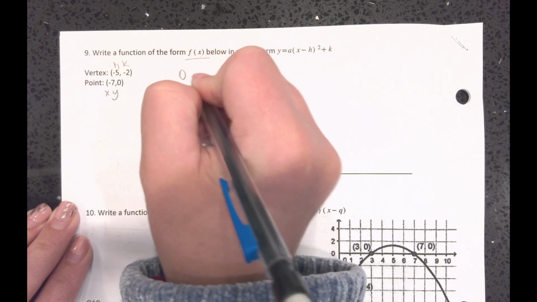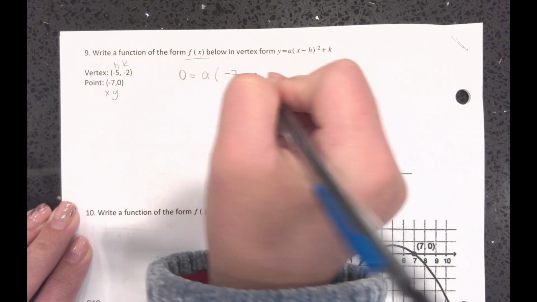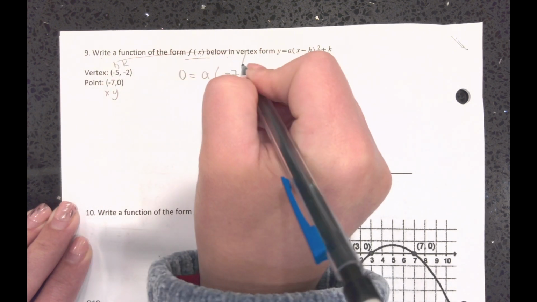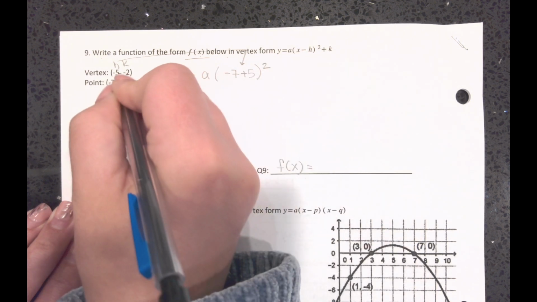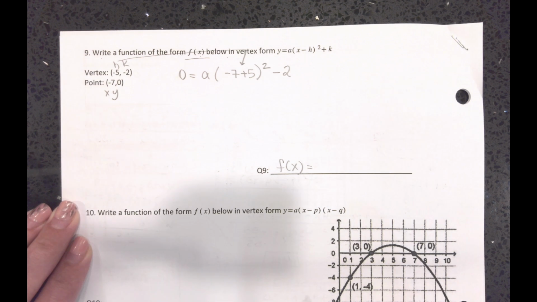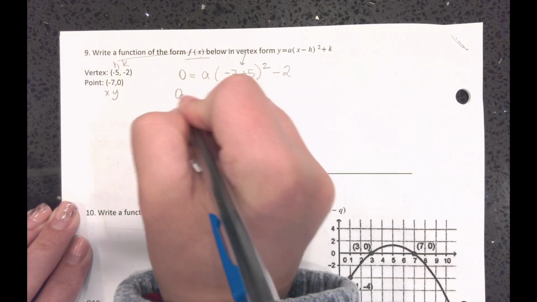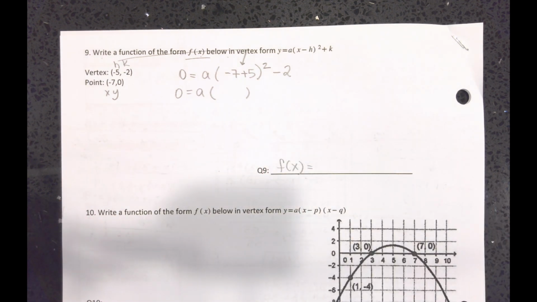When you write in your x and y, don't mess with them. However, when you write in your h, it's opposite of what you see. So notice how I had a -5, but I'm writing a +5 here. K is for keep, so we keep it at -2. Order of operations, please make sure you do respect your Aunt Sally. Parentheses, then exponent, then multiplication division, then adding subtracting. So that means -7 plus 5 is first.